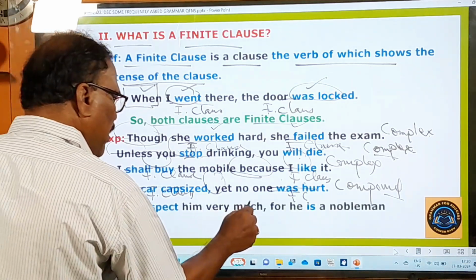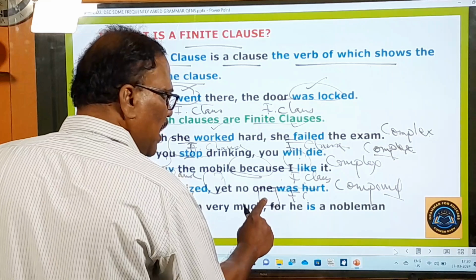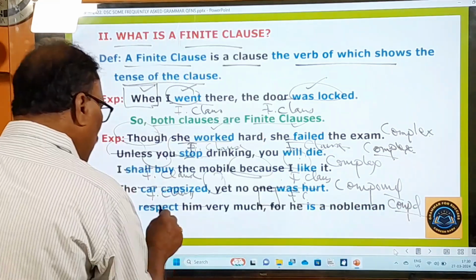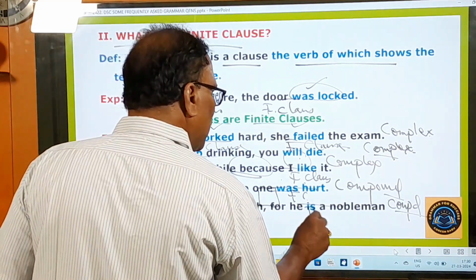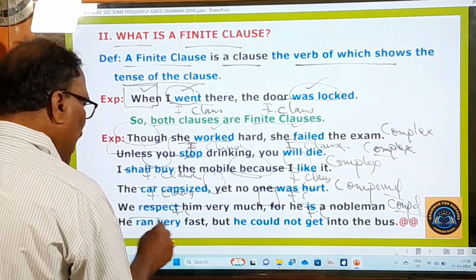We respect him very much. He is a nobleman. We are joining these two statements with the help of this "for", and therefore it's a compound sentence. This clause is a finite clause. It's showing the present tense. It's also showing the present tense. It's a finite clause.